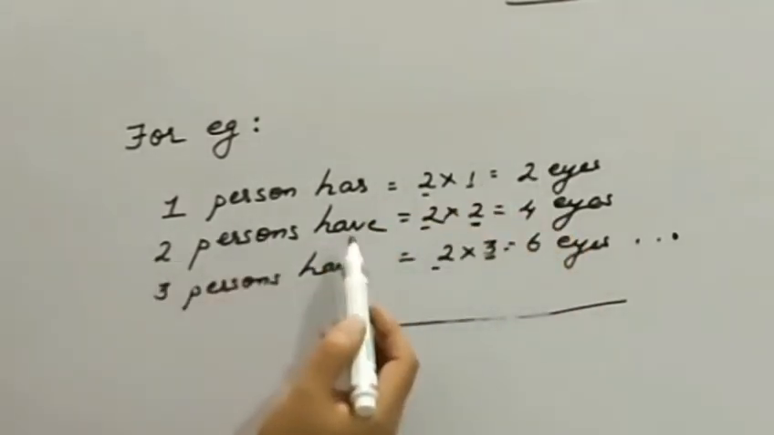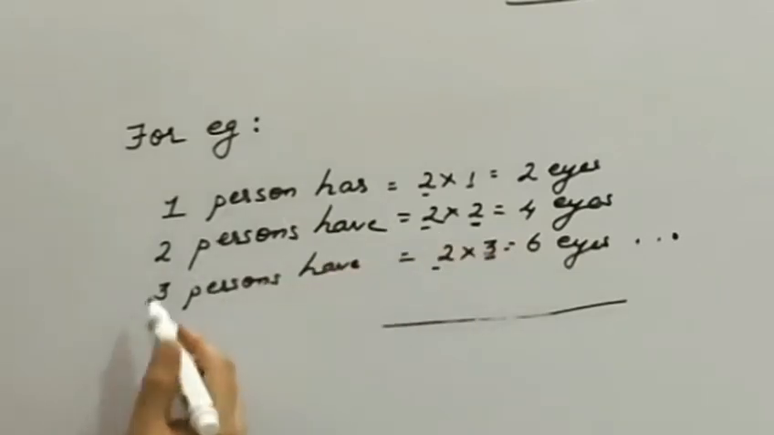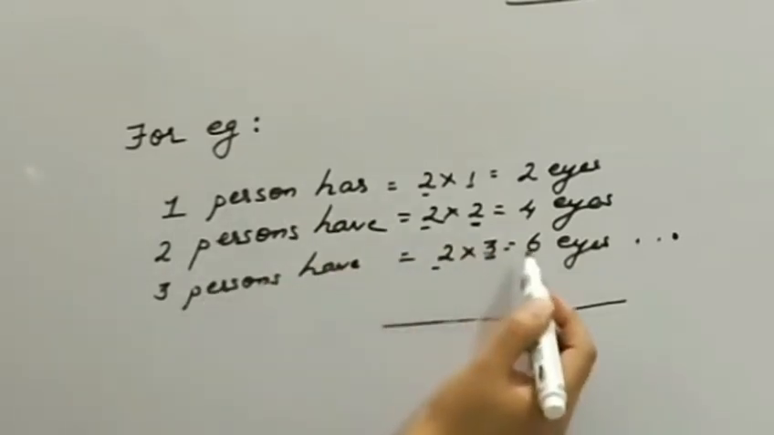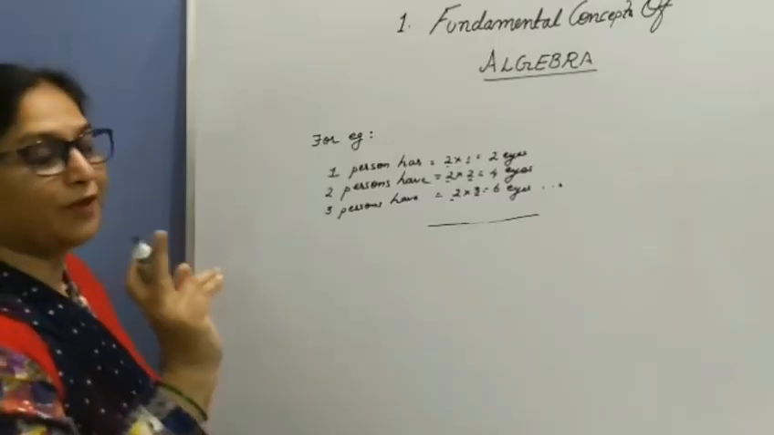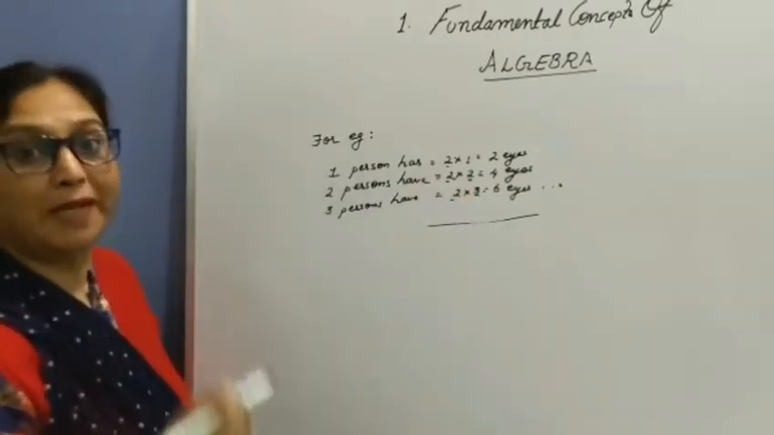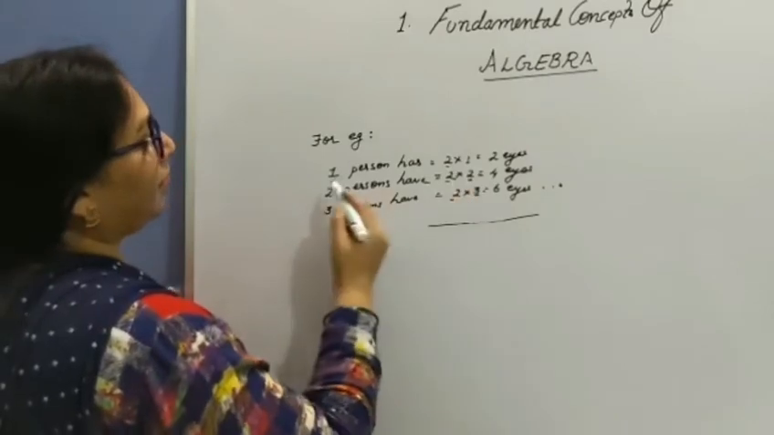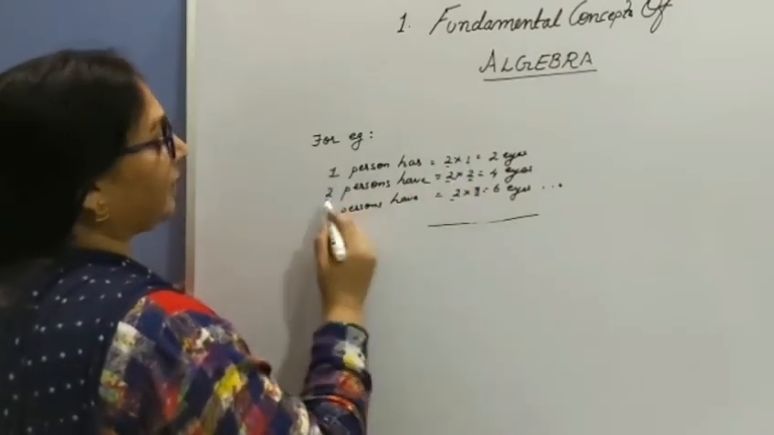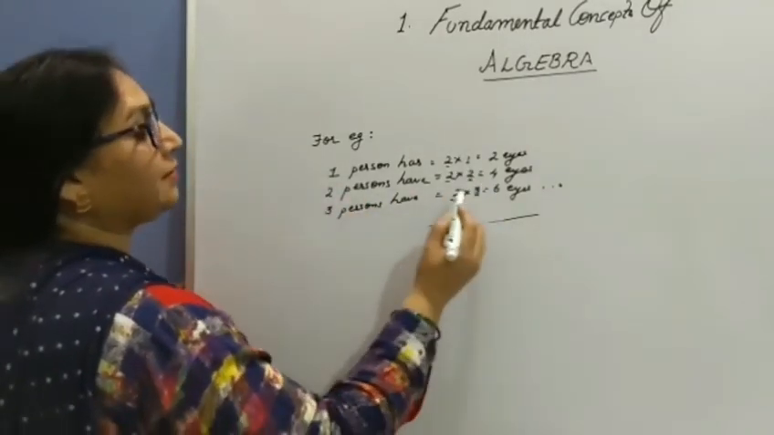2 persons have how many eyes? 2 into 2, 4 eyes. 3 persons have how many eyes? 2 into 3, 6 eyes. So what is fixed here? Number of eyes. 2 in all the cases. And what is being changed? Persons. In first case 1 person, second case 2, third case 3.